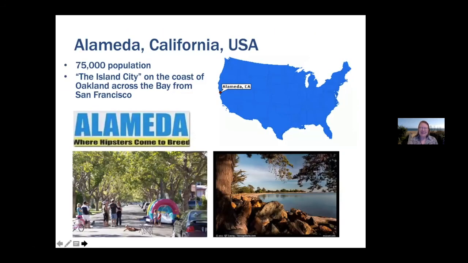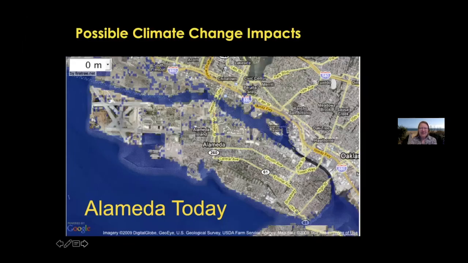Moving over to Alameda, California, that's where I am. We have a population of 75,000, and it's an island city on the coast of Oakland across the bay from San Francisco. And you can see it's a beautiful beach town, and we would like to keep it that way. But because Alameda is an island in the San Francisco Bay, we are very subject to climate change impacts. This is our island, this is our town.